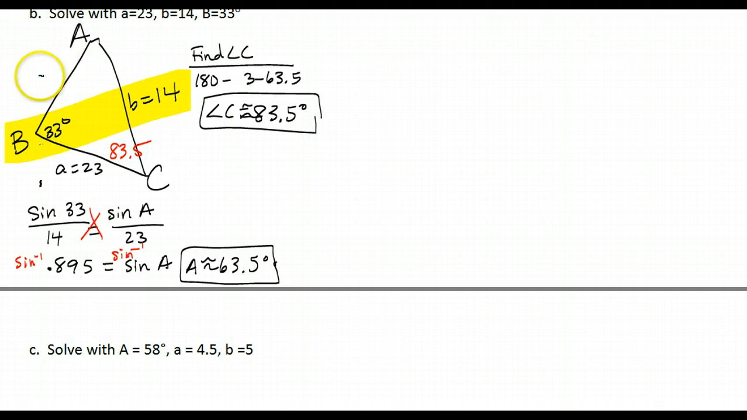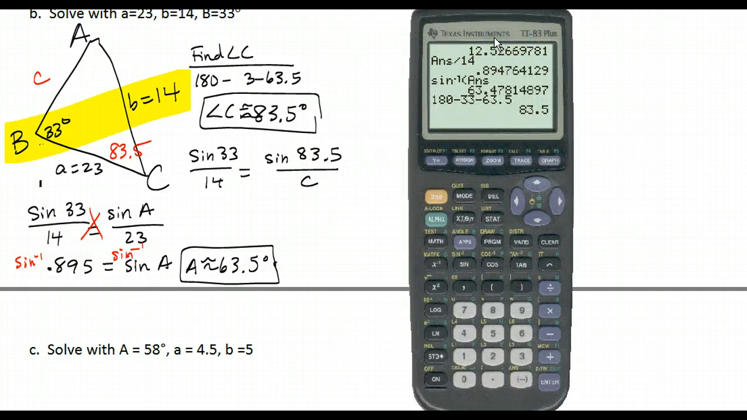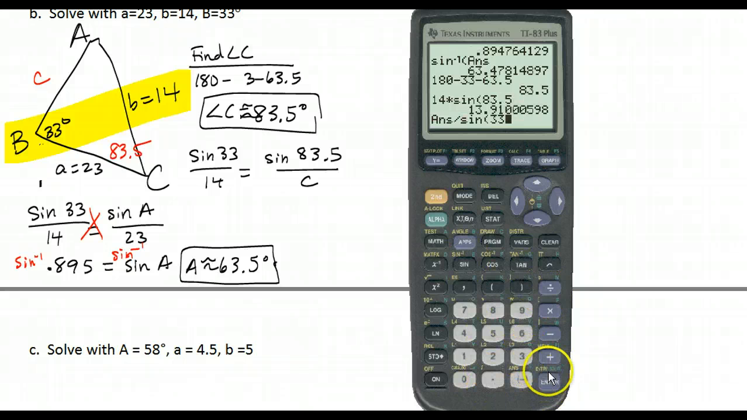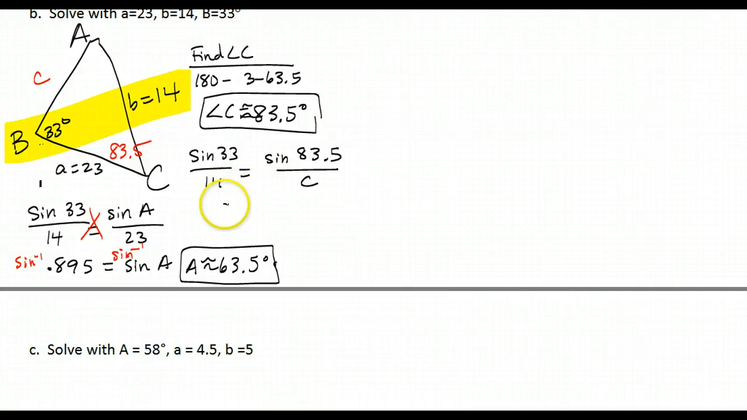And once I found that, I can find side C. I'm still going to use the sine of 33 over 14 because that was the one that was given to me. But now I'm going to use my sine of 83.5 and find side C. And again, I'm going to do it in my calculator. So when you're doing this in your homework as well, it's required to show your setup. And then after that, I expect you will use your calculator. 14 times sine of 83.5 divided by sine of 33. Side C here is 25.5.